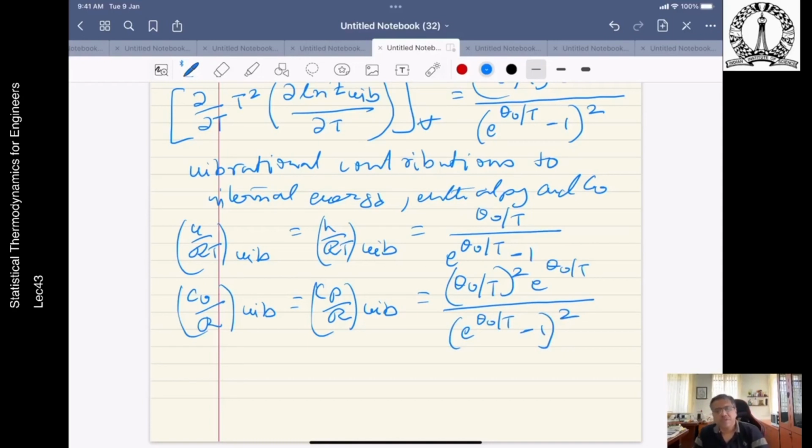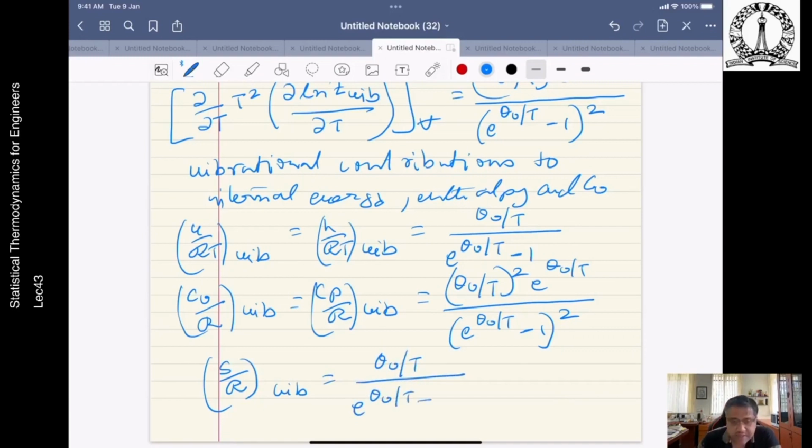For the vibrational contribution to entropy, we have S by R vibrational equal to theta V by T divided by exponential theta V by T minus 1, minus ln of 1 minus exponential minus theta V by T.